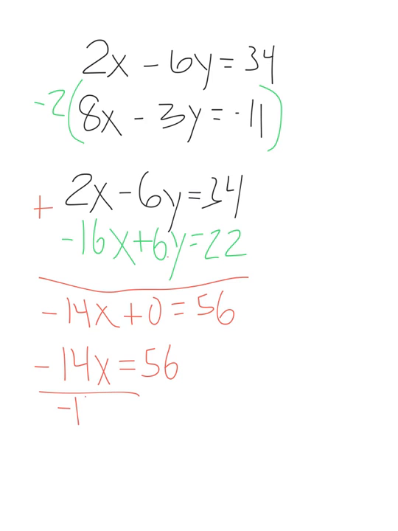Last but not least, we divide by negative 14. Notice we end up with the same answer, x equals negative 4, just a different method of getting to our answer. So once again, if you multiply by a negative here, you don't have to worry about subtracting. You can add your equations together, and it may save you time and potentially some mistakes.